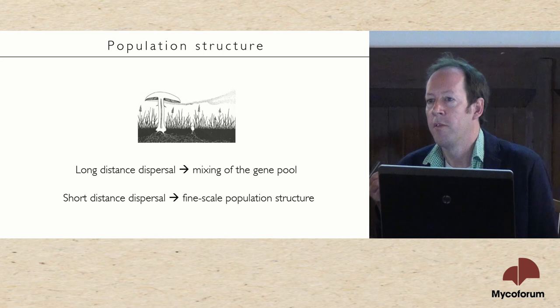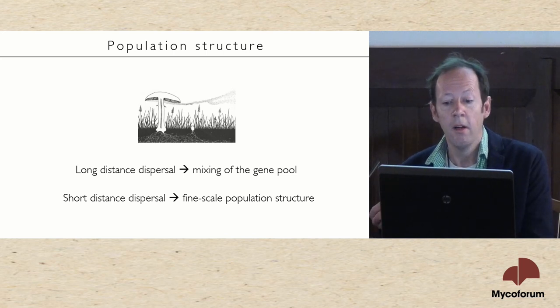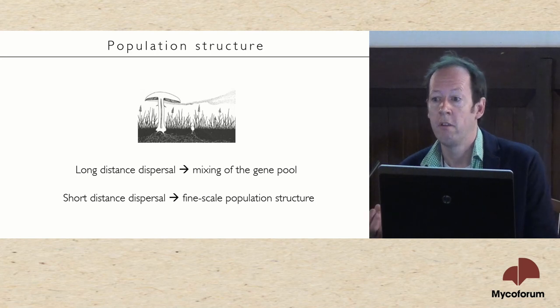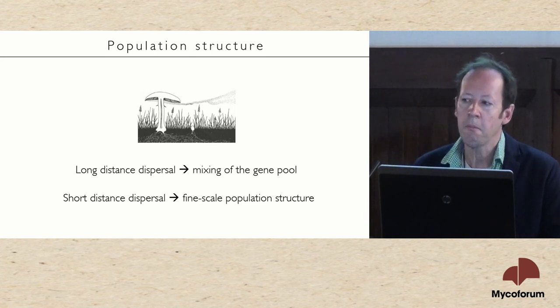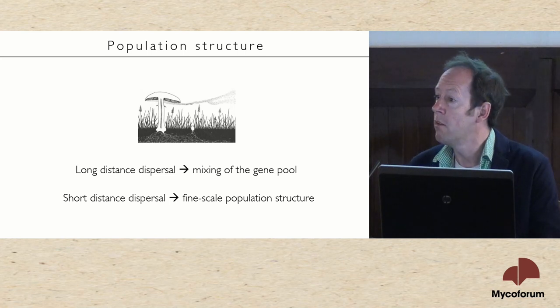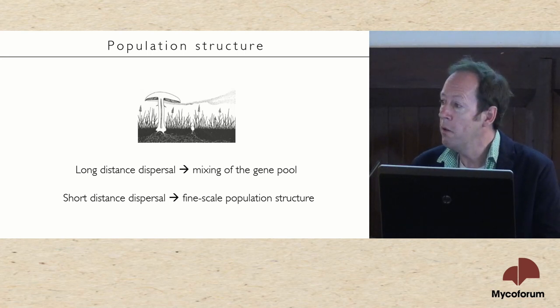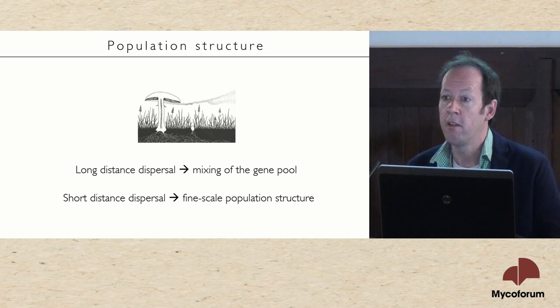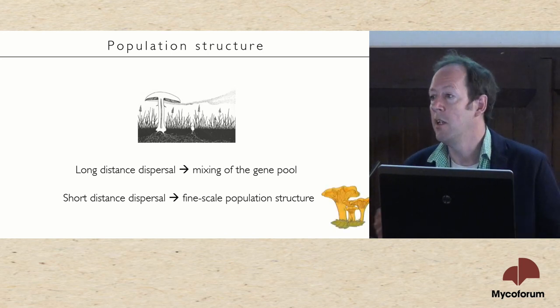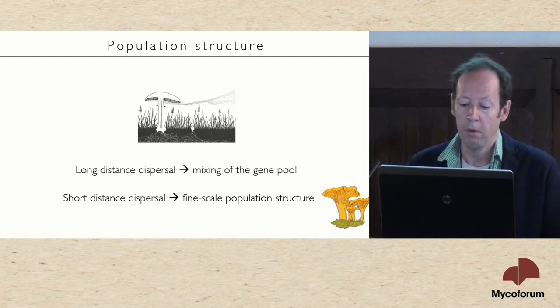In essence, if the spores disperse a long way, this should lead to a mixing of the gene pool, so we should find no genetic differences over space. Whereas if, say, the majority of spores fall within a few meters of the sporocarp that produced them, then this should lead to fine-scale population structure. And this has been observed in several species, chanterelles being one example.